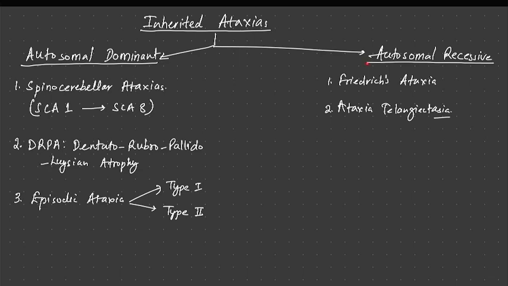Now comes the autosomal recessive inherited ataxias. Two very important, very famous, well studied kind of ataxias which are studied under the topic of autosomal recessive ataxia is the Friedreich ataxia and ataxia telangiectasia. Definitely these two disorders also need some different video. They are beyond the scope of discussion in this video.